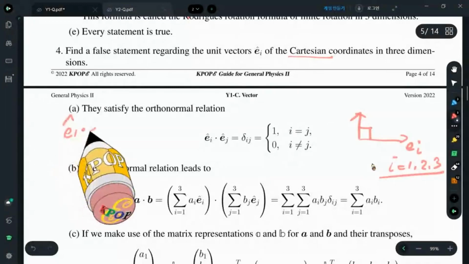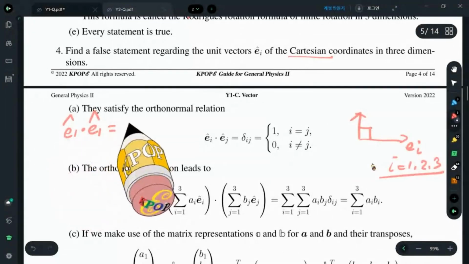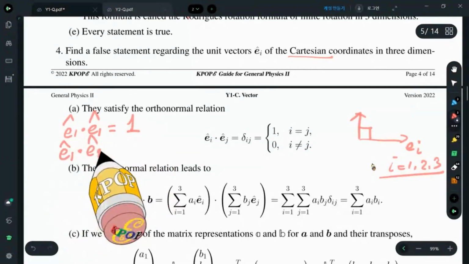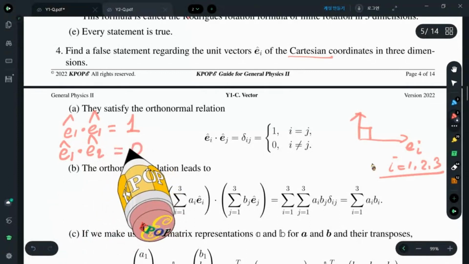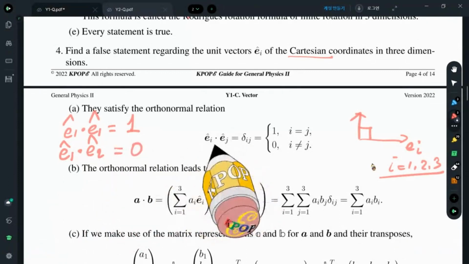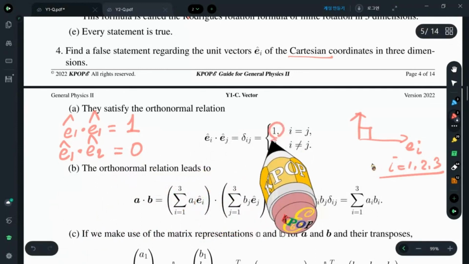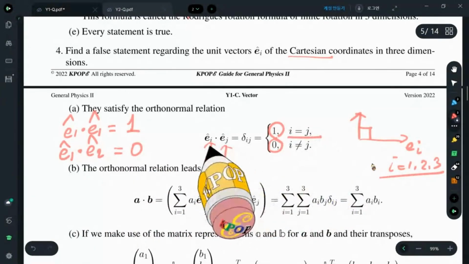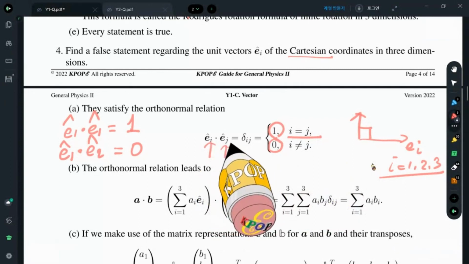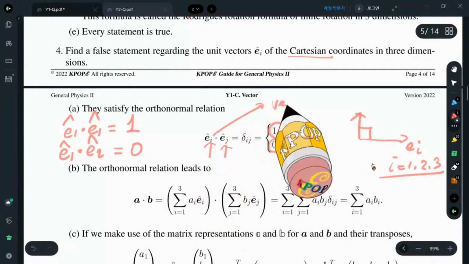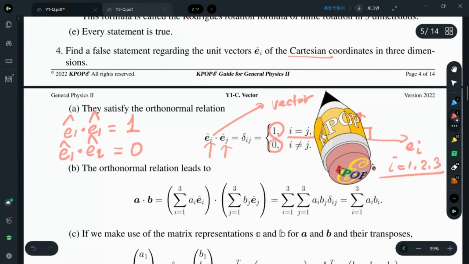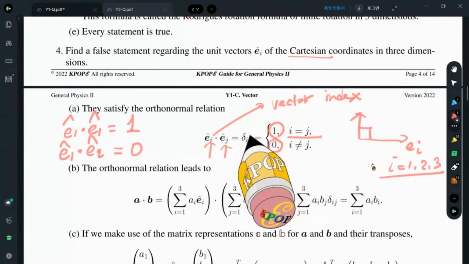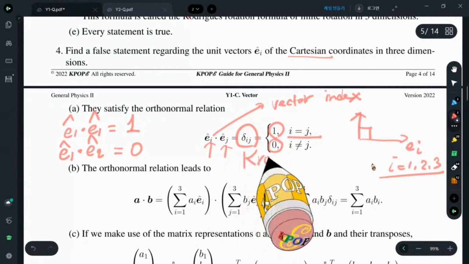So, for example, e1 dot e1 itself is just the magnitude itself, it is 1. However, e1 dot e2, because they are perpendicular to each other, is 0. So e_i dot e_j is always either 1 or 0. And it is 1 only if both of them are the same: 1, 1, 2, 2, and 3, 3. If they are different, we call this a vector index. If the vector indices are different, then it is 0. We call this one the Kronecker delta.